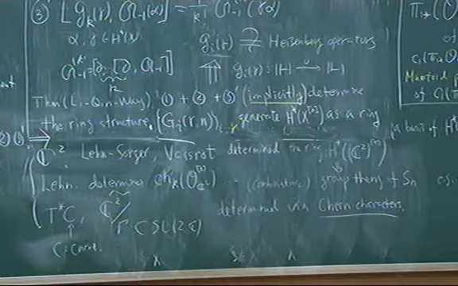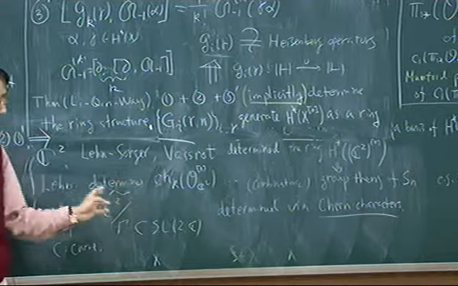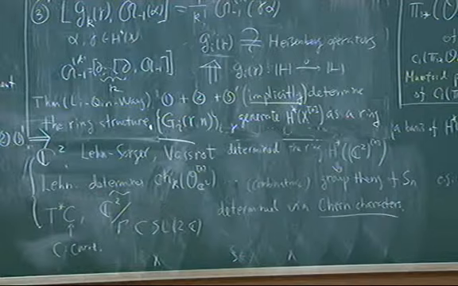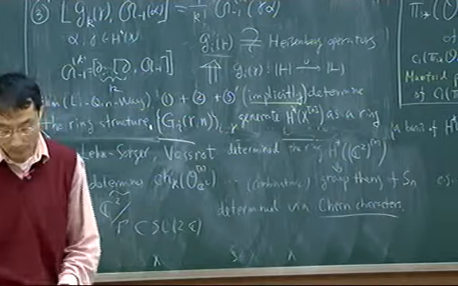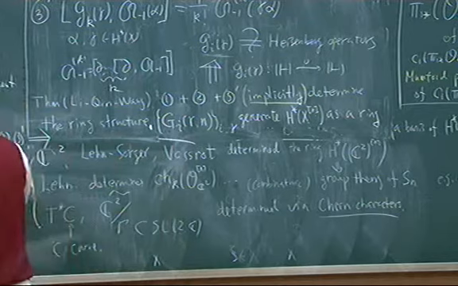So for example here, I said that Lehn determines this Chern character, means that there is an explicit formula for the Chern character in this fashion. Well, I mean the Chern character multiplying by cup product equals to Z. Yeah, that's right. Also here, for this case, I want to make a remark that these cases are in fact all hyperkähler.